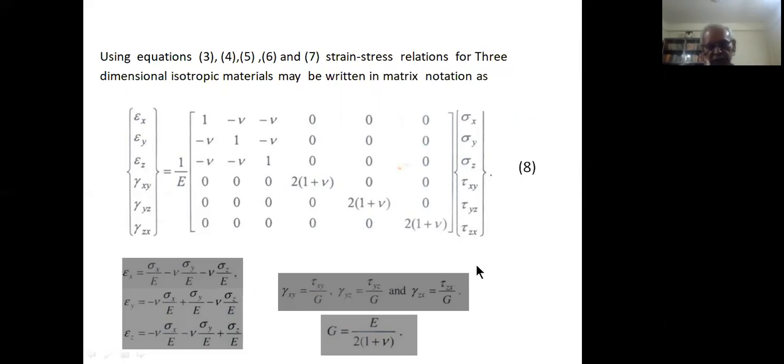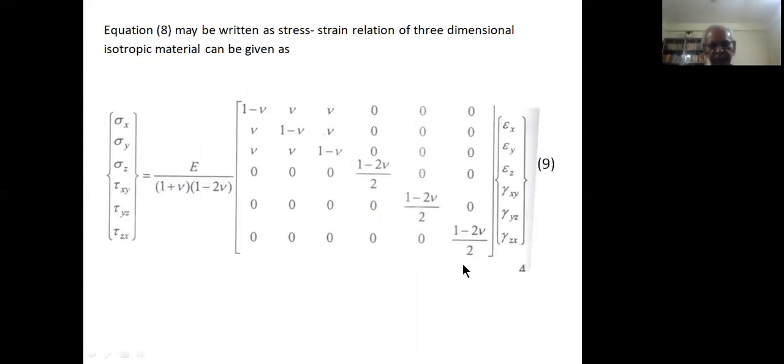And if you want to convert this equation to a stress-strain relation, then the constitutive matrix will be different. There you have to write sigma x, sigma y, and sigma z in terms of epsilon x, epsilon y, and epsilon z. It's not very difficult because you've got 3 equations and you can convert this. And if you do this, you'll get an equation like this. I'll leave it to you to work it out. It's not very difficult. And that will give you equation 9.